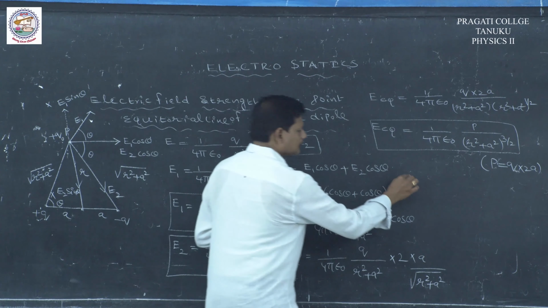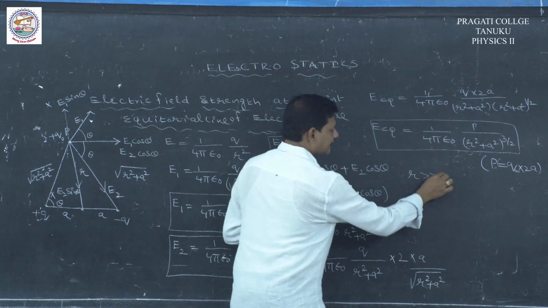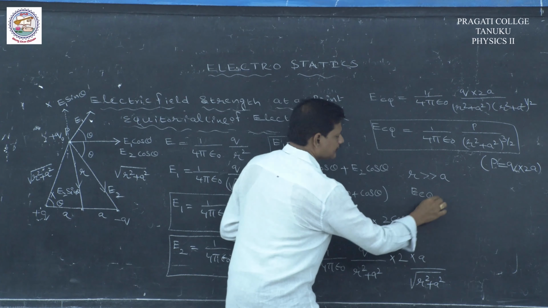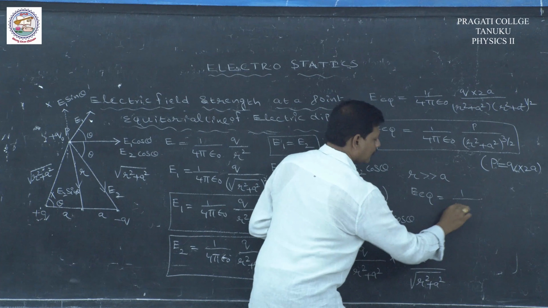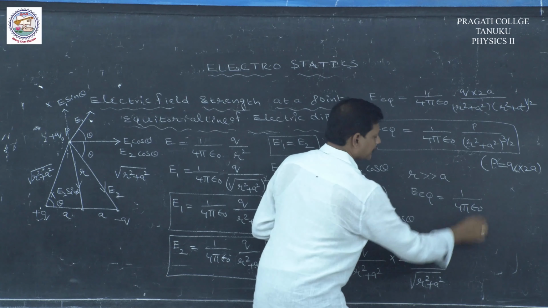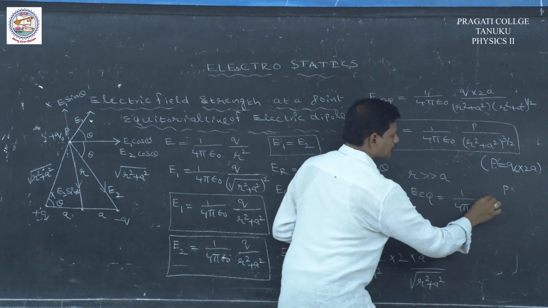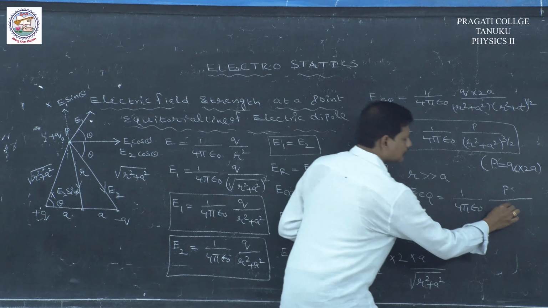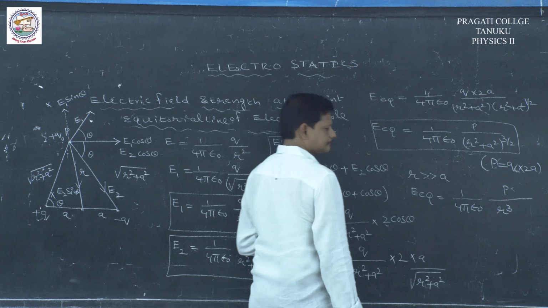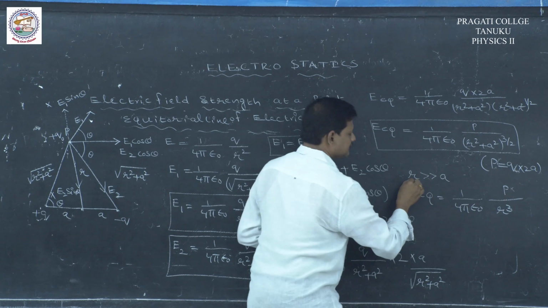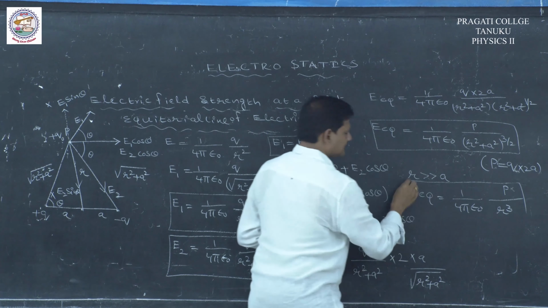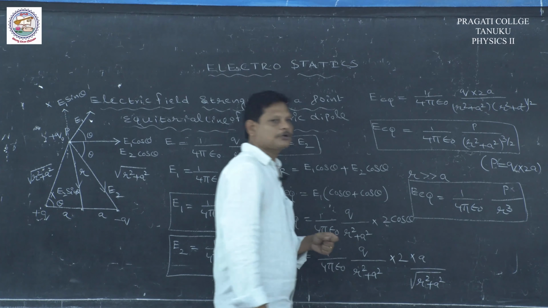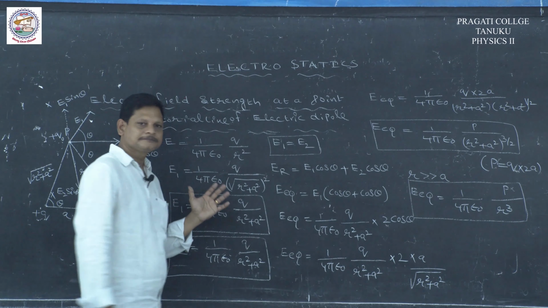If r is greater than a, E equatorial is equal to 1 by 4 pi epsilon naught, p by r cube. So, this is the expression for electric field strength at a point on the equatorial line of an electric dipole.